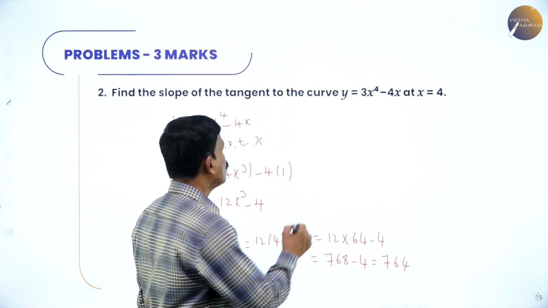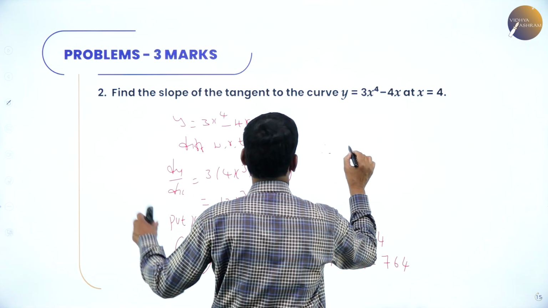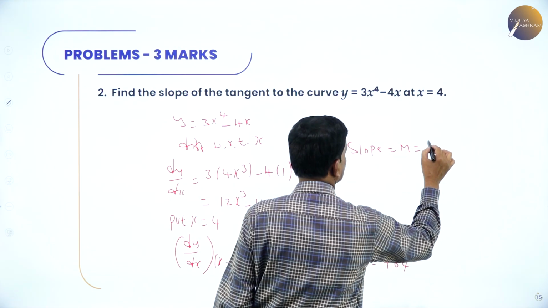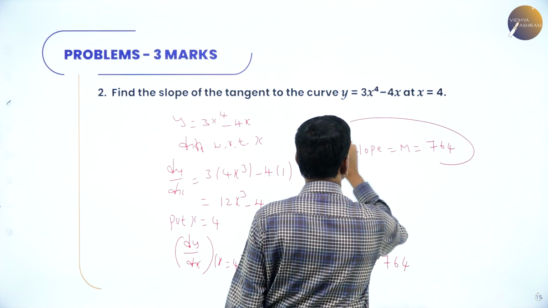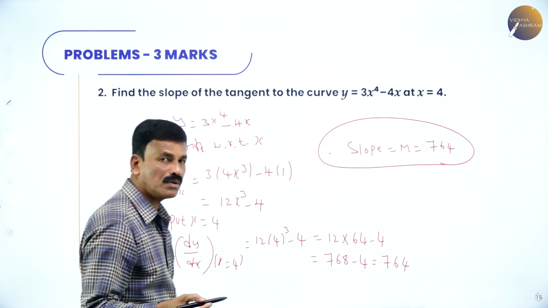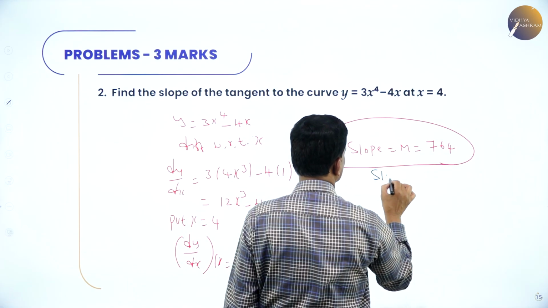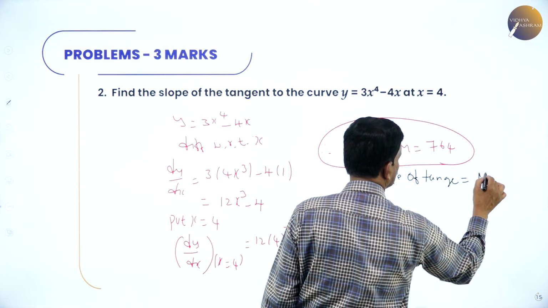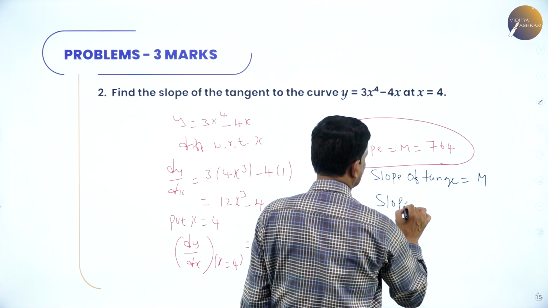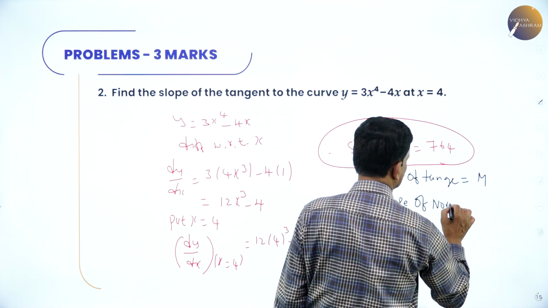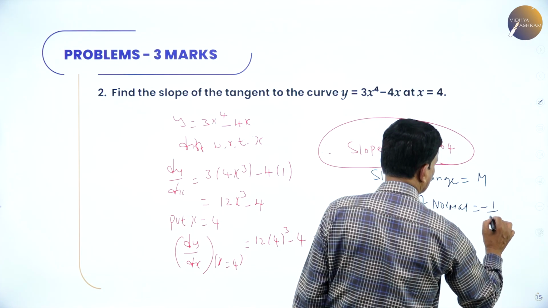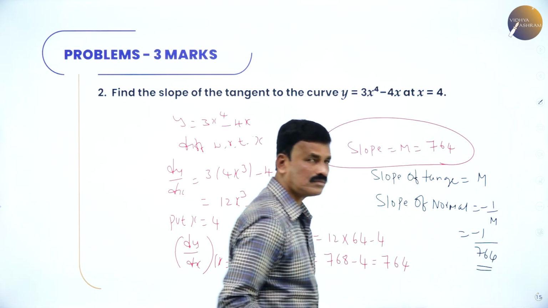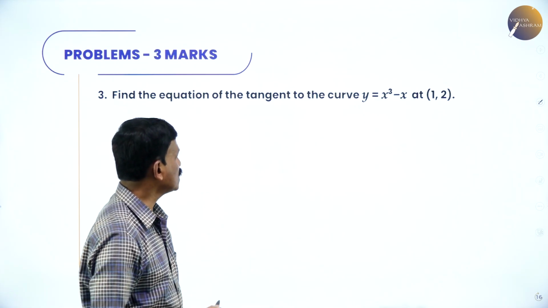So therefore the slope of the tangent, slope m is equal to 764. Suppose you want to find the slope of the normal. This is the slope of tangent, which is equal to m, so the slope of normal is minus 1 by m, that's minus 1 by 764. That's it. Now move on to the next problem.